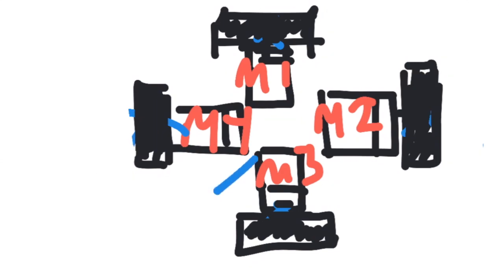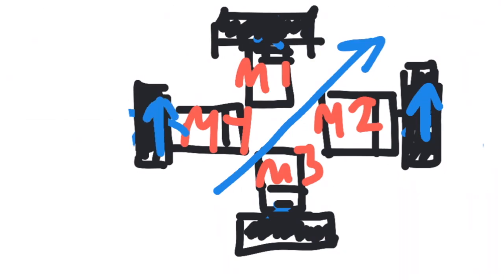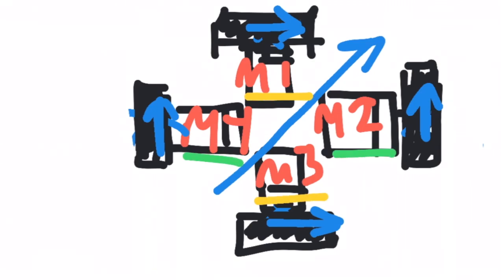The more interesting case is when the robot wants to drive diagonally. All four motors will have to work together. So to move diagonally forward and to the right, you need the even-numbered ones to move forward, and the odd-numbered motors to move to the right to get that movement in the diagonal direction.